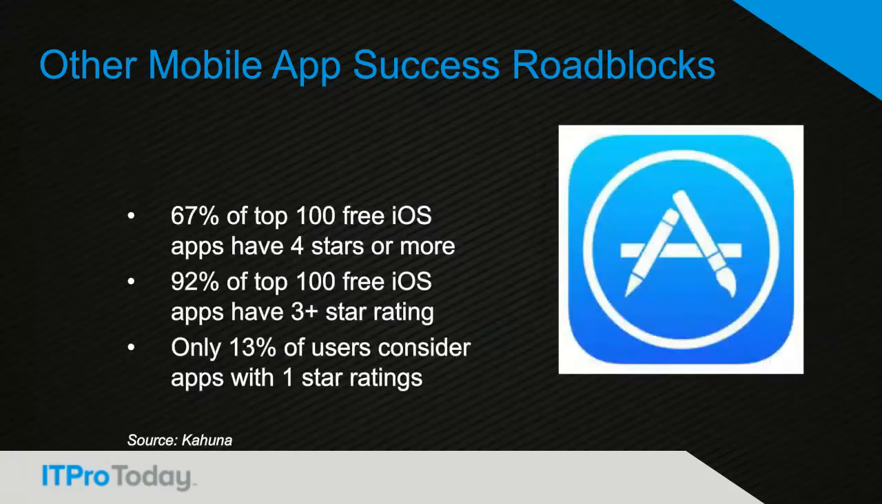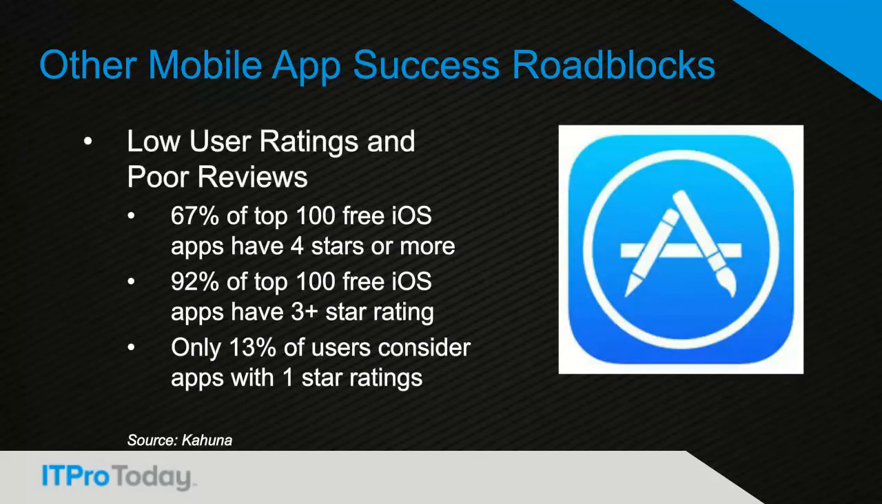So, low user ratings and poor reviews: 67% of the top 100 free iOS apps have 4 stars or more. 92% have a 3+ star rating. So obviously the bulk of the free apps for the iPhone have 3 or 4 stars or more. On the other side, only 13% of users will consider an app with a 1-star rating.